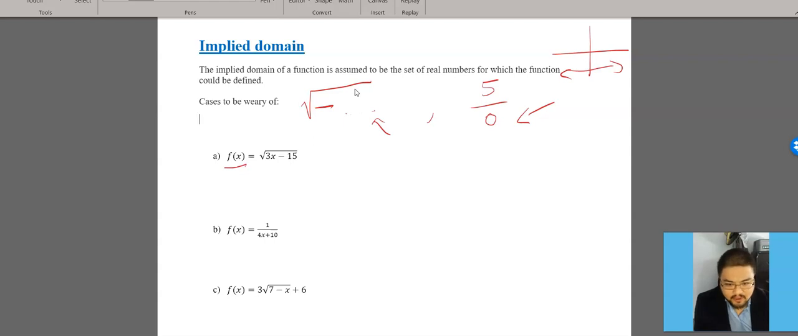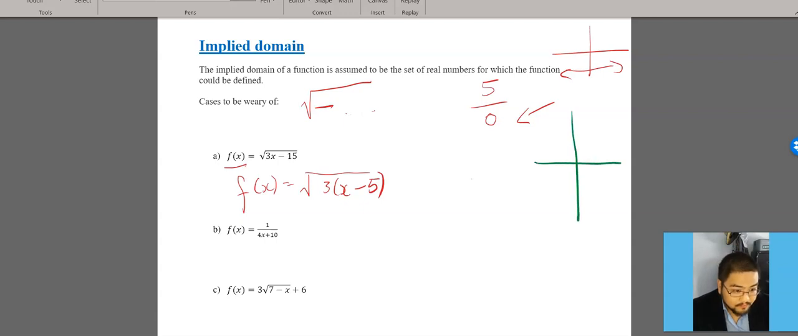f of x is equal to the square root of 3x minus 15. So this is actually the square root graph. But before we do this, let's factor out the 3 and get x minus 5. This square root graph, we can do a really quick sketch so that we understand what it looks like. The end point for this graph will be at (5, 0). There are no reflections for this one, so it will be at (5, 0) and go in this particular direction.